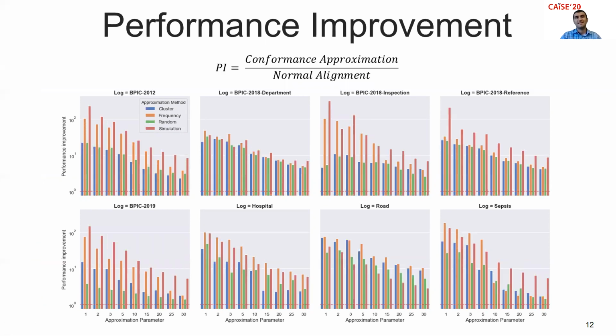Note that the instance selection or trace variant selection is independent from conformance checking. For example, we may select the traces before the conformance checking process. In this slide, you can see the performance improvement without considering pre-processing time. You can see that using this approach, we are able to improve the performance of conformance checking more than 100 times for some cases. It is shown that the highest improvement is for the simulation method.